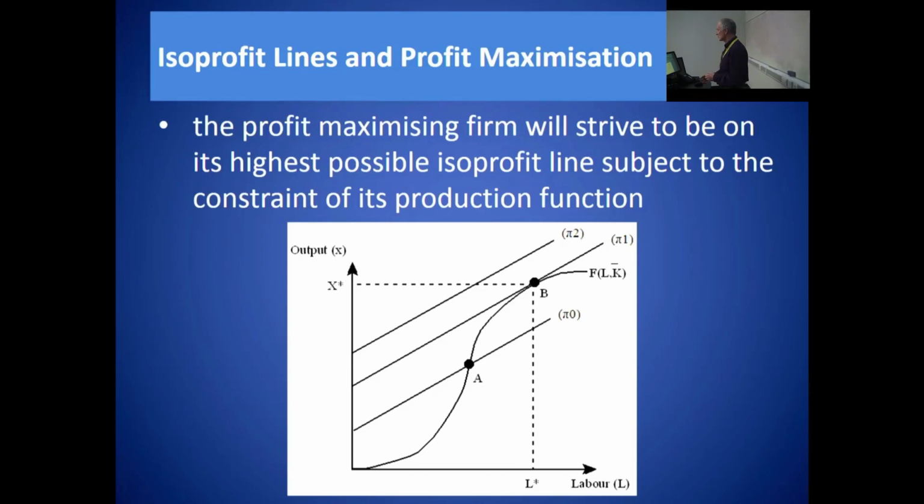So, what we've got here is the same sort of diagram as before, where these straight lines are just pi 2, pi 1, pi 0. Those straight lines are just the iso-profit lines as before. All I've now done, though, is put that S-shaped curve on there.